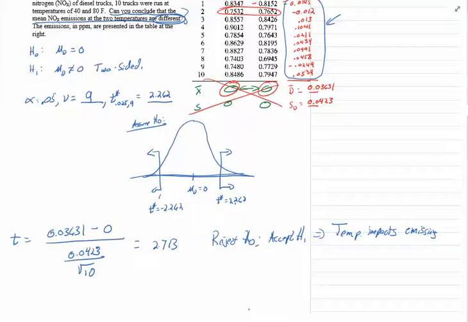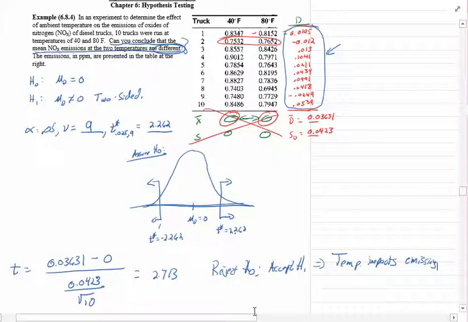So then we write it in the words of the problem. We'd say temperature impacts emissions. A better way of doing things in your lab reports would be to not just say these two things are different, but to say the emissions at 40 degrees were more than the emissions at 80 degrees. And then we might be a little more precise and say they were 0.03631 plus or minus the confidence interval more than they were at 80 degrees.